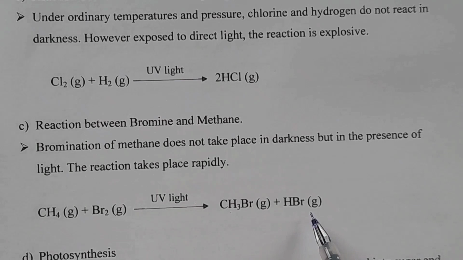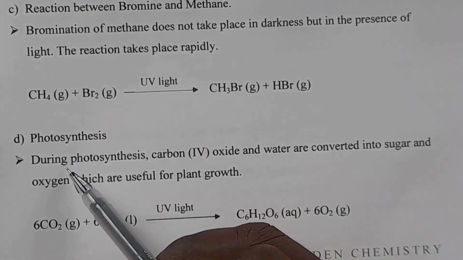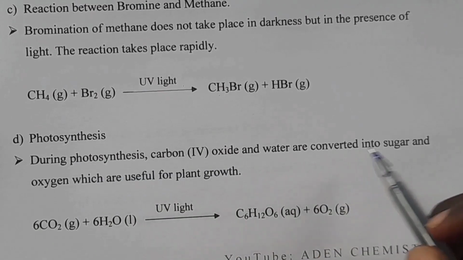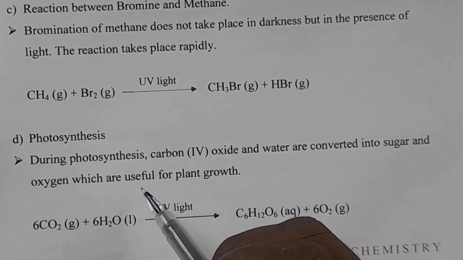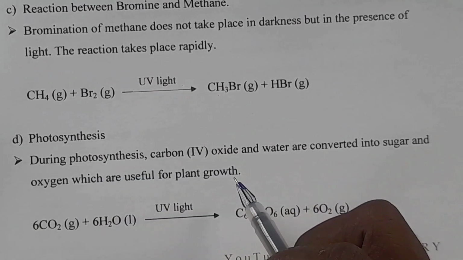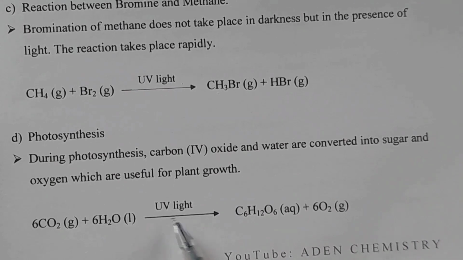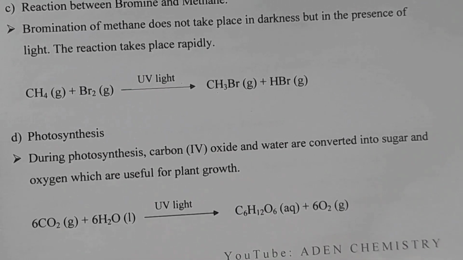D, we have photosynthesis. We are told during photosynthesis, carbon dioxide and water are converted into sugar and oxygen, which are useful for plant growth. The reaction is 6 moles of carbon dioxide gas reacting with 6 moles of water, which is liquid, under UV light, ultraviolet light, to give glucose and also 6 moles of oxygen gas.